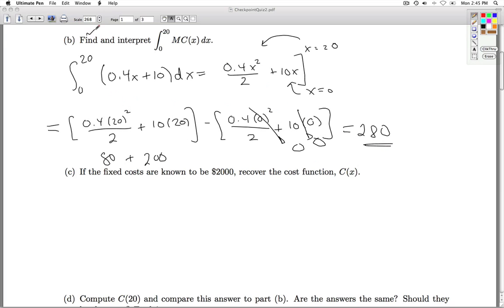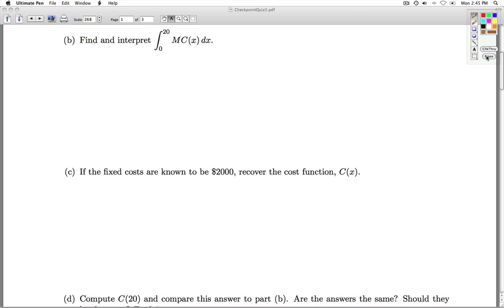That's the find part. What's the interpret part? Well, remember, we can interpret a definite integral as a total change. MC of x is a rate function. That's the derivative of the cost. So we can interpret this as a total change in cost. So the total change in cost is $280. But what else? Well, look at the x values. They run from 0 to 20. So that's talking about over the production of the first 20 items.